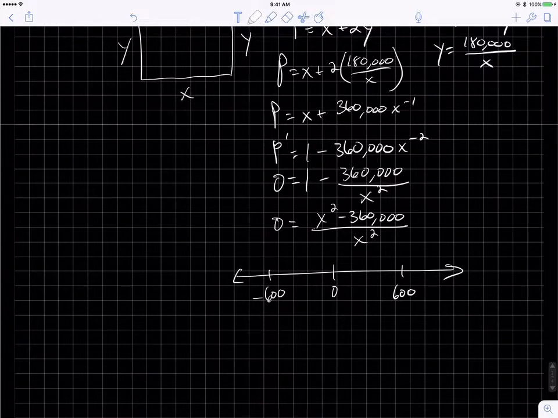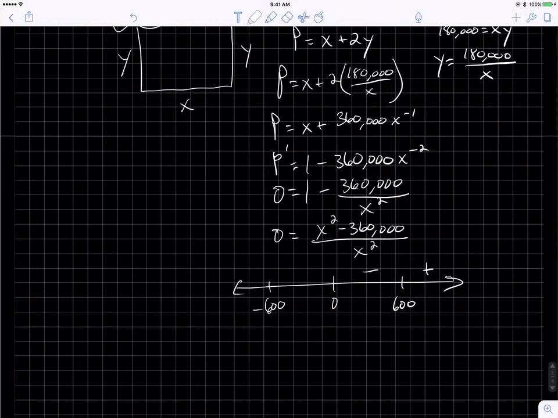Because we're talking about the length of the side of a fence, it's 600. If I plug in a number from this interval, it's a negative. From the other one, it's a positive. That makes 600 a minimum. So they want the dimensions. So 600 by, I have to plug this 600 back into my secondary. So 180,000 divided by 600 is 300.